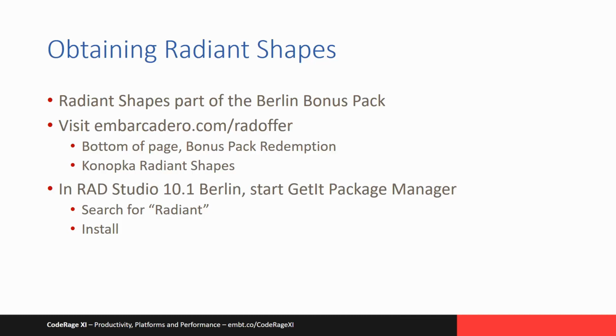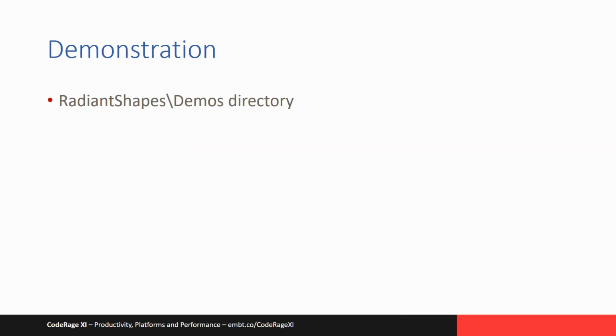That will take you to a page where you enter in your Berlin serial number, and then once you submit the form, you'll receive via email a serial number for installing Radiant Shapes. Once you have that, go into RAD Studio 10.1 Berlin, go to the Get It Package Manager, and I simply recommend searching for Radiant. That's the quickest way to find it. Once you do, click on Install and follow the installation prompts. Once you've done so, you'll have Radiant Shapes installed inside of your version of Berlin.